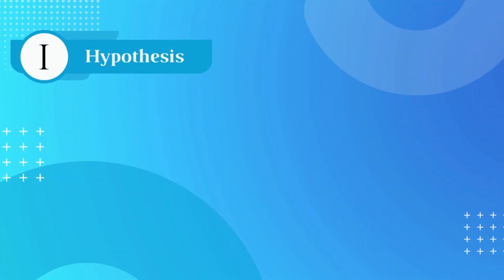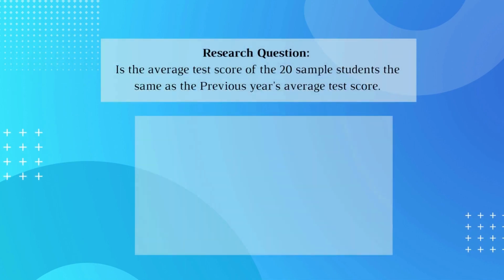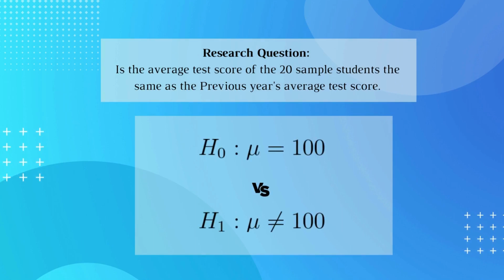Let's start with the first step of the hypothesis testing method. Once again, we need to state our hypothesis that will answer the research question. The null hypothesis is that the mean test score mu is 100. The alternative hypothesis is that the mean test score mu is not equal to 100. Therefore, there is evidence that it is greater than or less than 100.